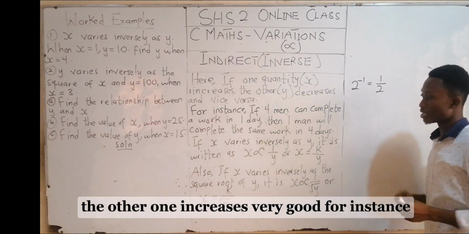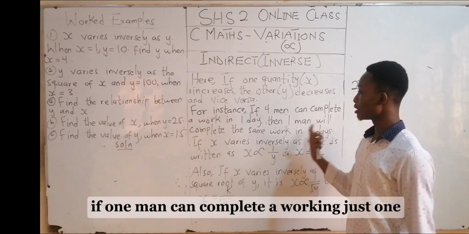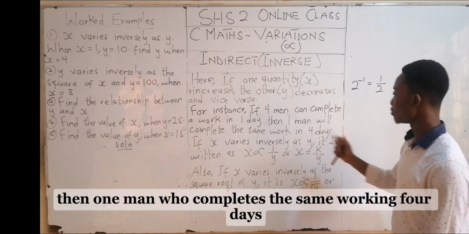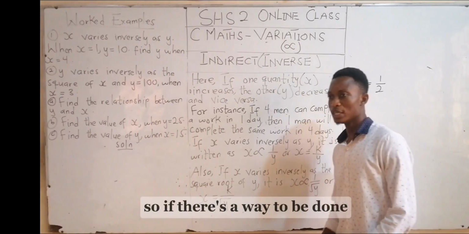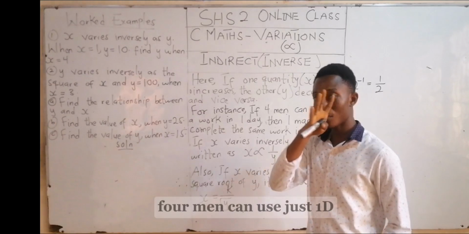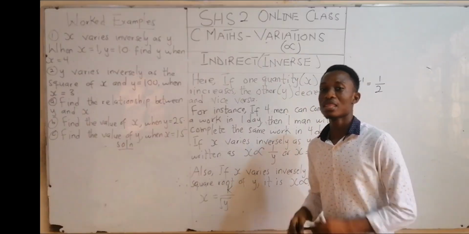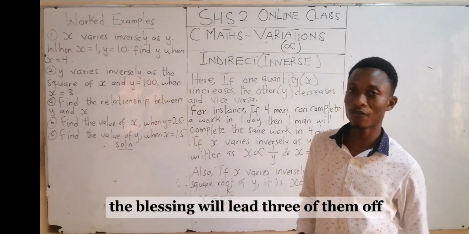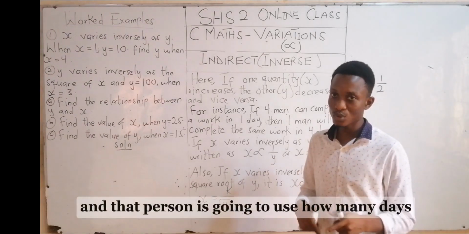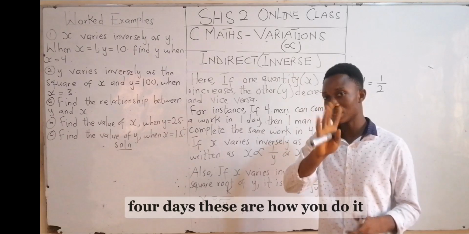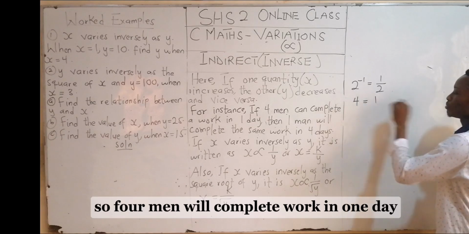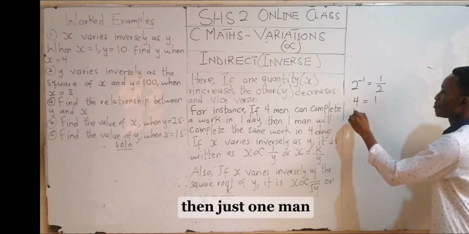For instance, if 4 men can complete a work in just 1 day, then 1 man will complete the same work in 4 days. So if there's a work to be done and 4 men can use 1 day, then let's say we lay 3 of them off, and just 1 person needs to do that same work. That person is going to use how many days? 4 days. This is how you do it. So 4 men will complete the work in 1 day, then just 1 man.